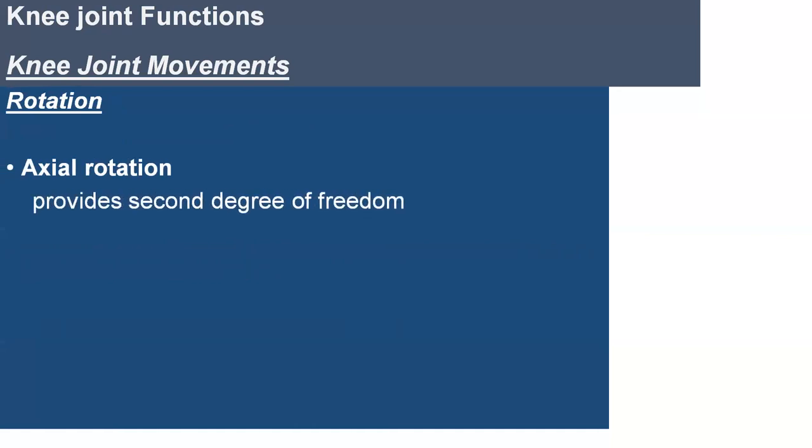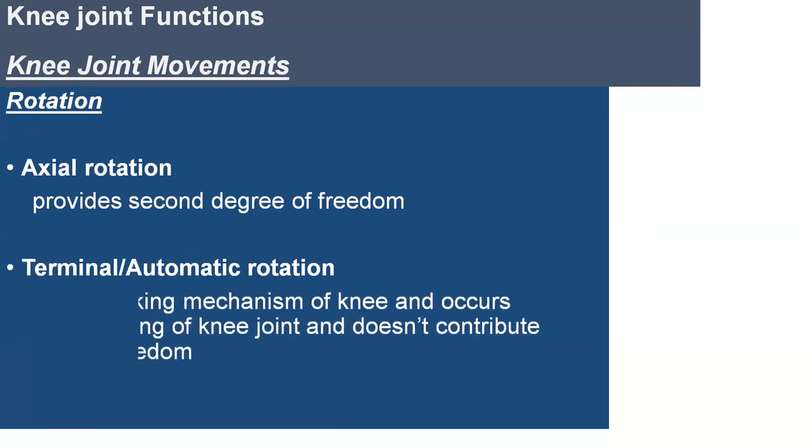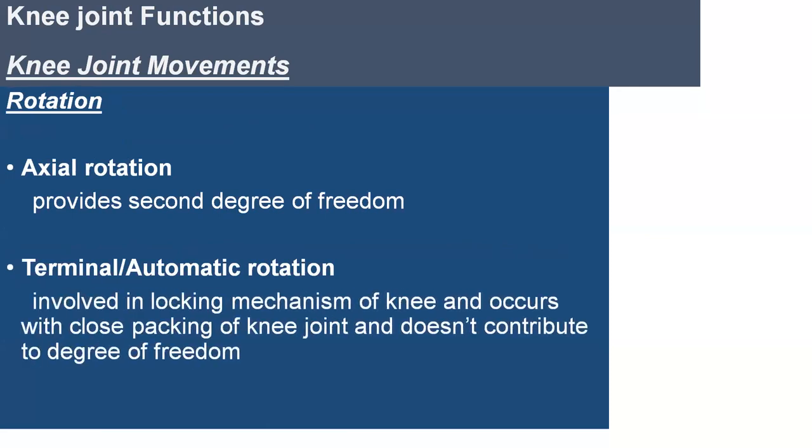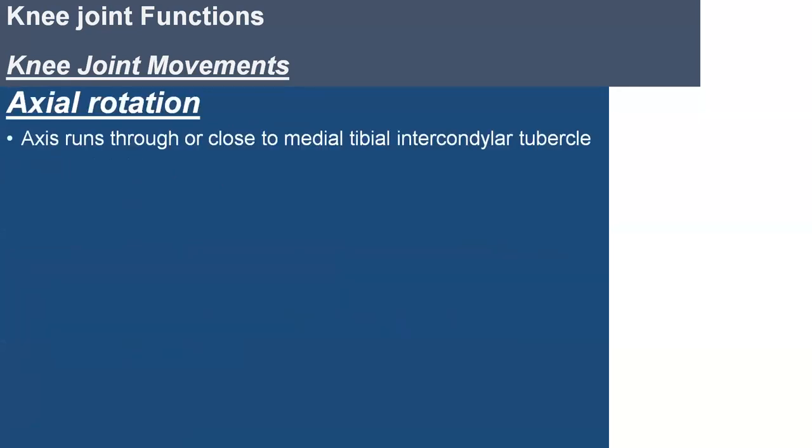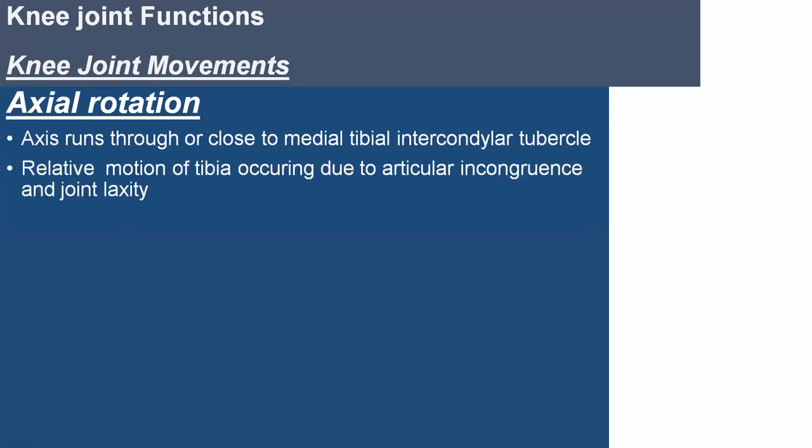Axial rotation provides the second degree of freedom. Terminal or automatic rotation is involved in the locking mechanism of the knee and occurs with close packing of the knee joint and doesn't contribute to a degree of freedom. The axis runs through or close to the medial tibial intercondylar tubercle, and it is relative motion of the tibia occurring due to articular incongruence and joint laxity.